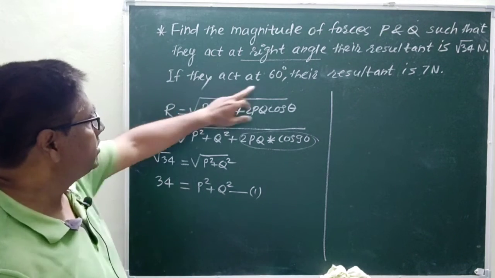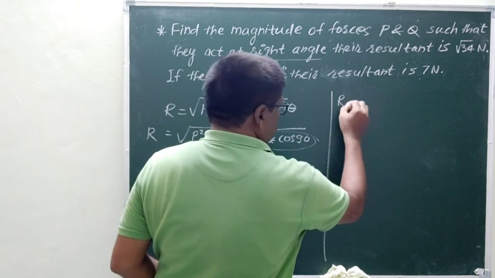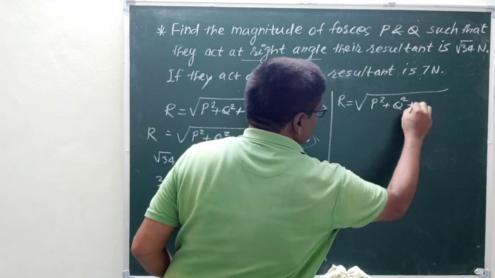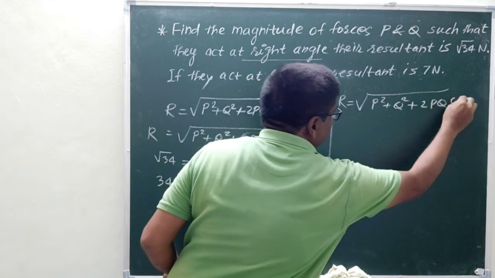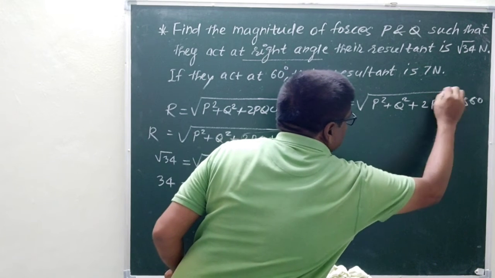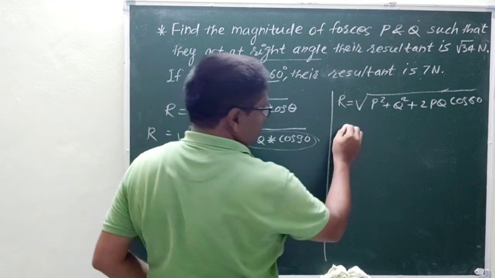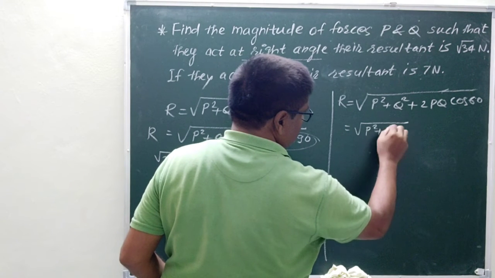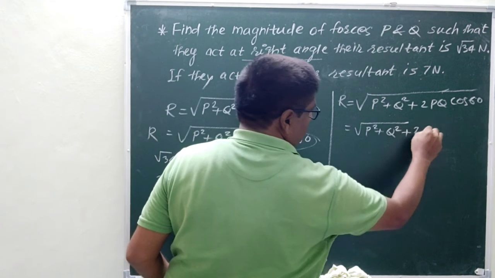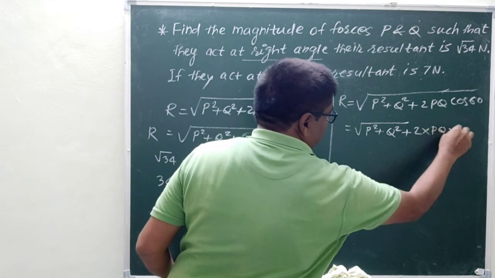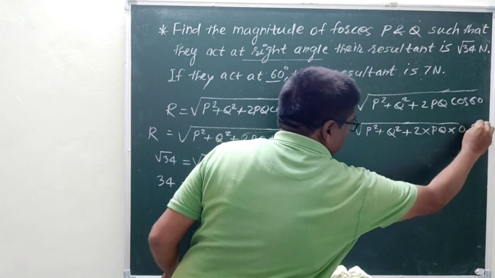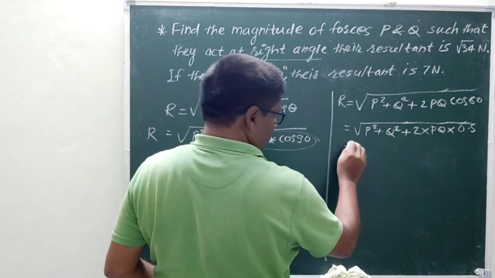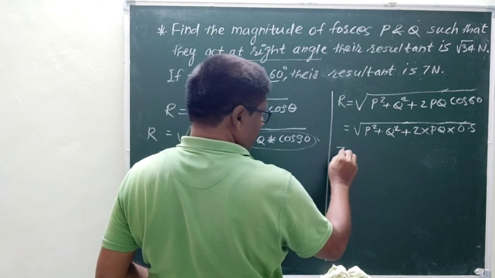In the second case, if the angle is 60 degrees, what is the resultant value? R is equal to root of P square plus Q square plus 2PQ cos of 60. The angle given for the second case is 60. Cos 60 is 0.5. Therefore this will be P square plus Q square plus 2 into PQ into 0.5. This 2 into 0.5 will be 1. Therefore the resultant value is 7 Newton.